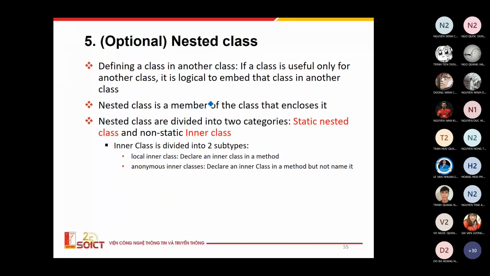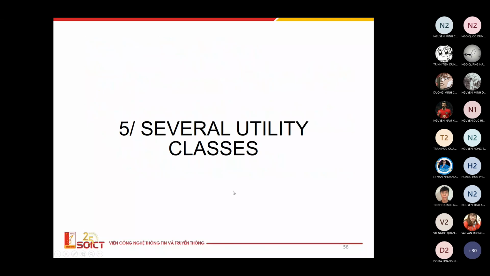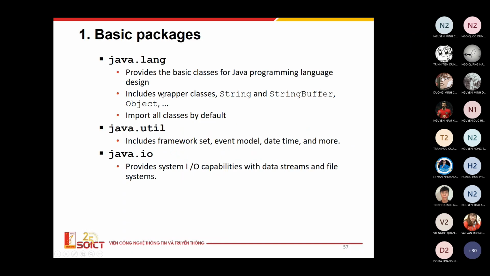And the same for the nested class. This is optional. You can define a class inside another class, so it's called a nested class. You can try to find out more information about nested classes on the internet. And now I will go quickly to the utility classes in Java, and next we can move to the next lesson.